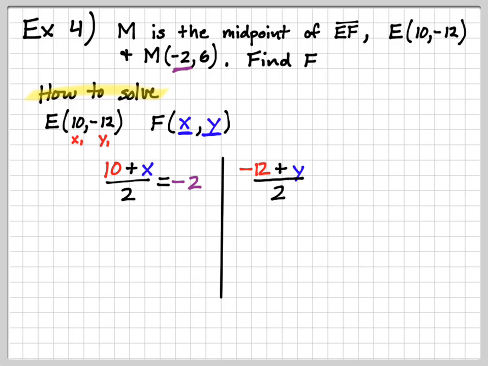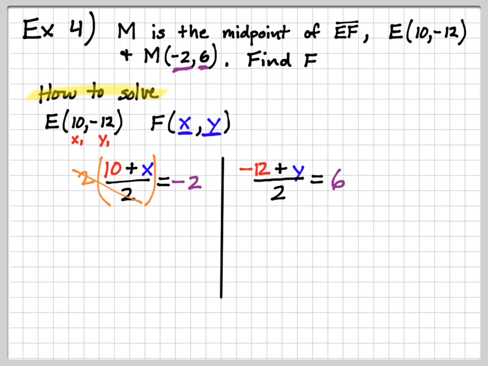-12 right here, plus the unknown for F. When I take the average, divided by 2, it should be equal to my midpoint y value.